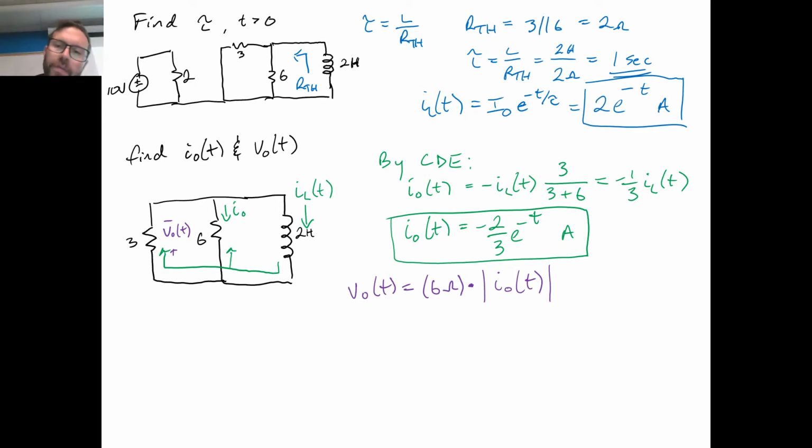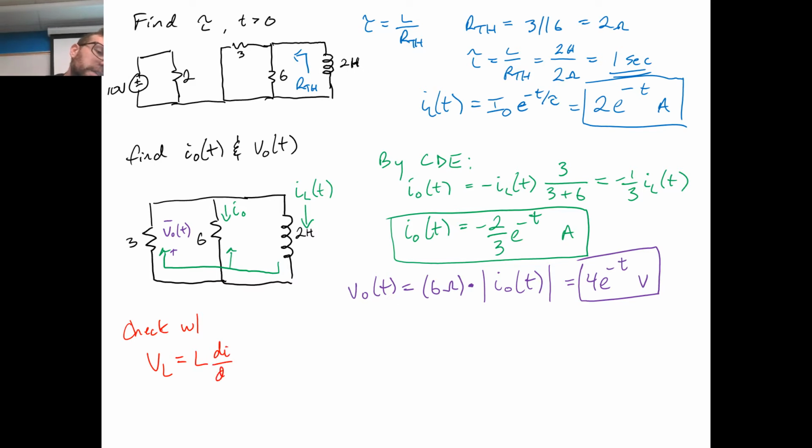So that ends up being 2/3 times 6. 2/3 of 6 is 4, so it's 4e to the minus t in volts. And there's V naught of t. There's another way you could solve for this, but we can check it right now with the fact that the voltage across the inductor is L di dt.